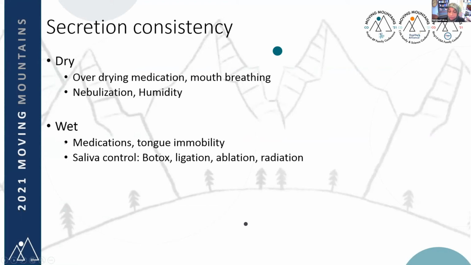And if the secretions are too wet, or there's too much sialorrhea, or that's interfering with the ability to swallow, those can be reduced by going the other direction and minimizing the amount of saliva production.